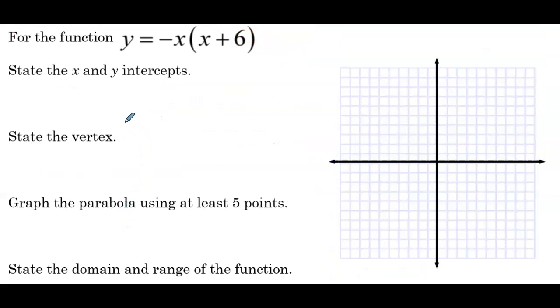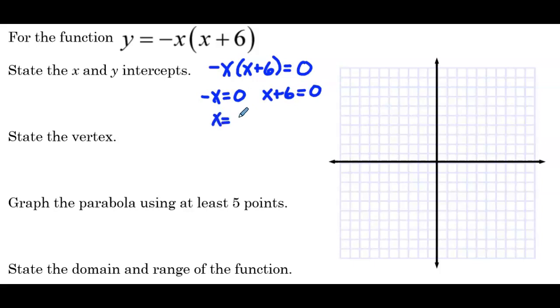Next up, the function is y equals negative x times x plus 6. So first, we're going to state the x and y intercepts again. So we'll start by setting our factors equal to 0. So that means either negative x equals 0 or x plus 6 equals 0. So either x equals 0 or x equals negative 6. So our x-intercepts are 0, 0, negative 6, 0.